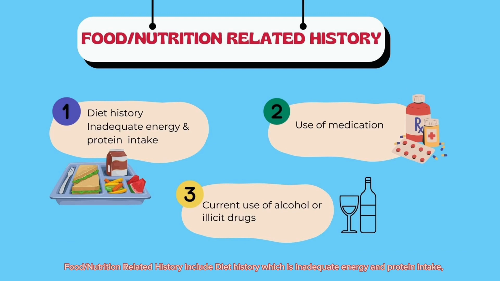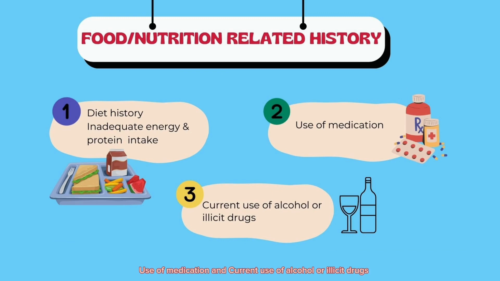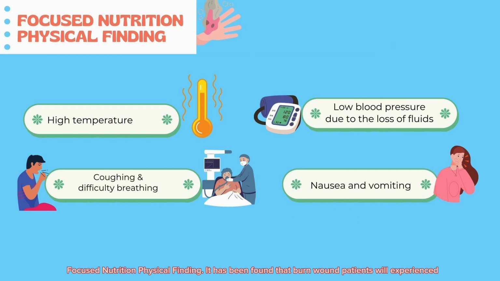Food and nutrition related history includes diet history, which is inadequate energy and protein intake, use of medication, and current use of alcohol or illicit drugs. For nutrition-focused physical findings, it has been found that burn wound patients will experience high temperature, low blood pressure due to loss of fluids, coughing, difficulty in breathing, nausea, and vomiting.